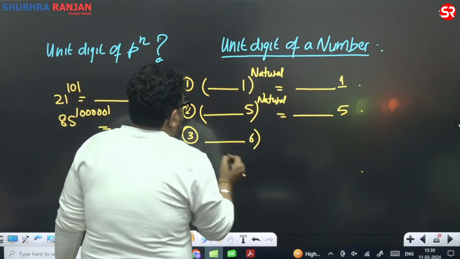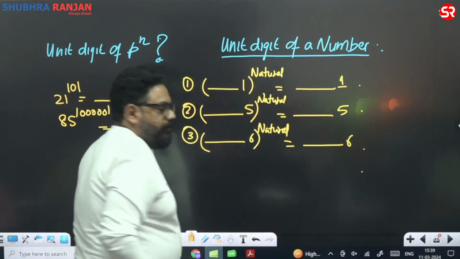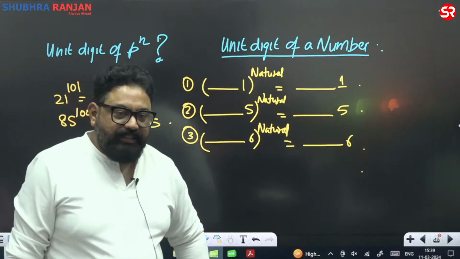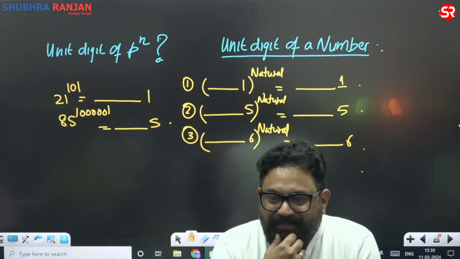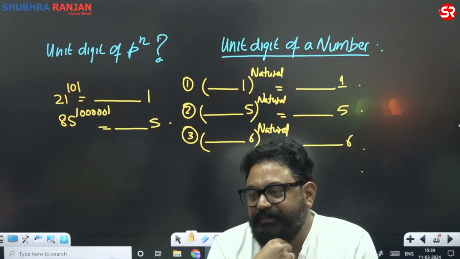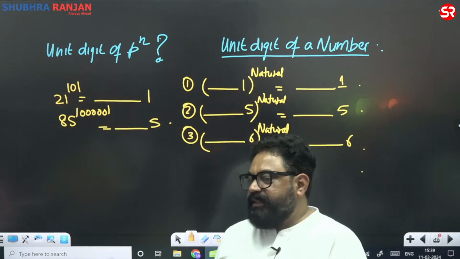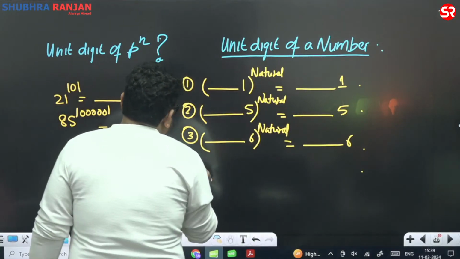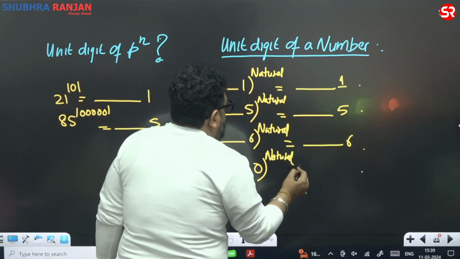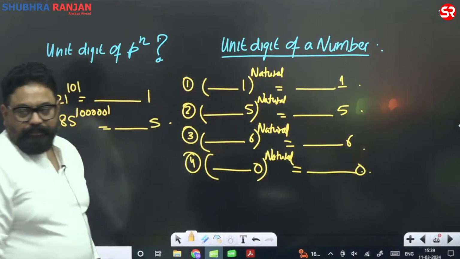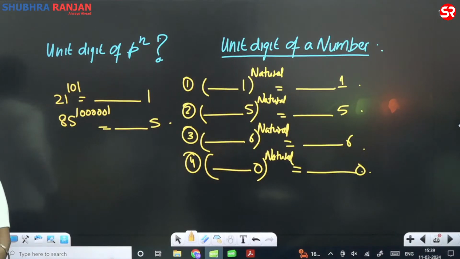And similarly, any number ending with 6 raised to the power natural number ends with 6. 6 6s are 36, 36 6s are 216, but end पे तो 6 ही आ रहा है. end पर तो 6 ही आ रहा है हमेशा. Keep this thing in mind. क्लियर है? And is there any more number like that? वो तो यार वो तो 2 digit हो गया ना. Any number ending with 0 raised to the power natural would always end with 0. नहीं, 9 का करते हैं. रुक जा.